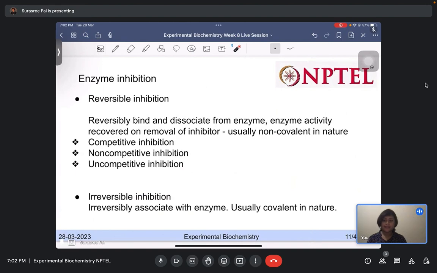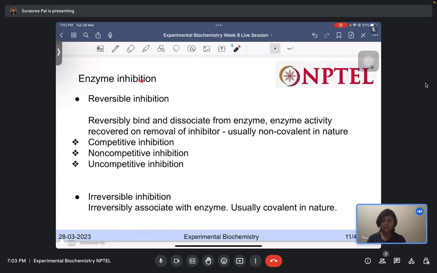Now in the next part, we will talk about the inhibition of enzymes, how enzymes can be inhibited with the help of several inhibitors. Enzyme inhibition can be of two types: reversible inhibition or irreversible inhibition. Reversible basically means that the inhibitor reversibly binds and dissociates from the enzyme. Therefore, on complete removal of this inhibitor, the enzyme activity is recovered.